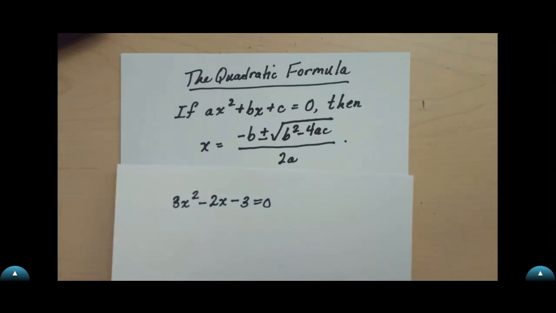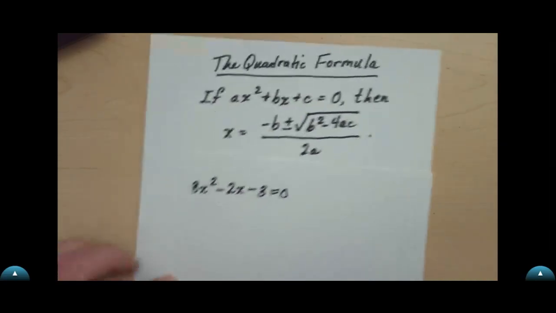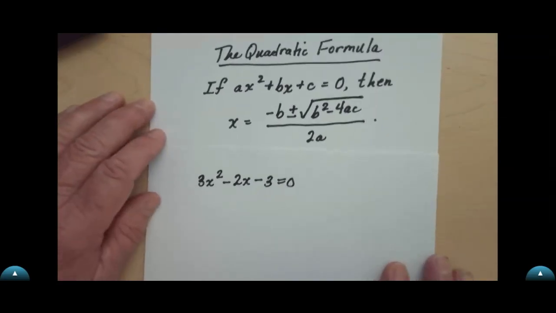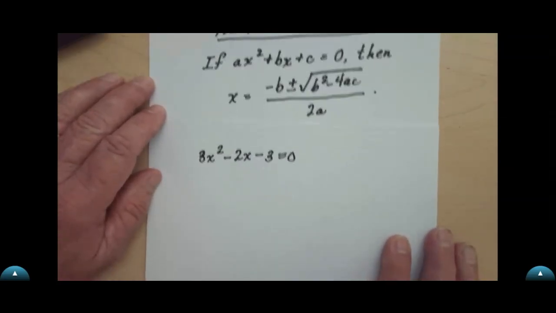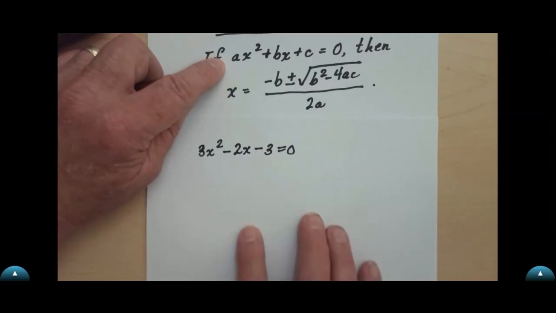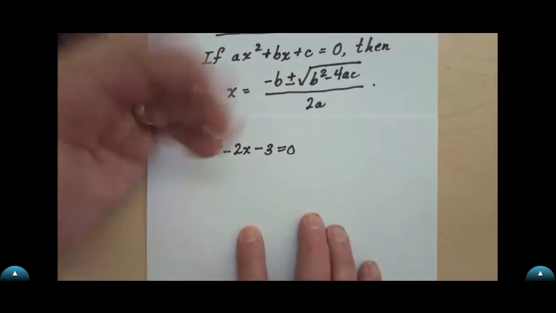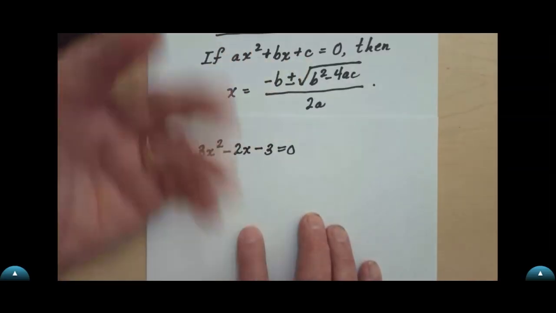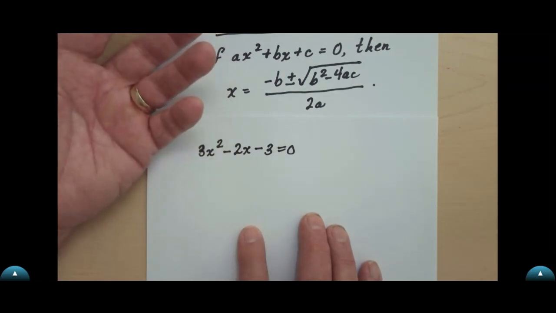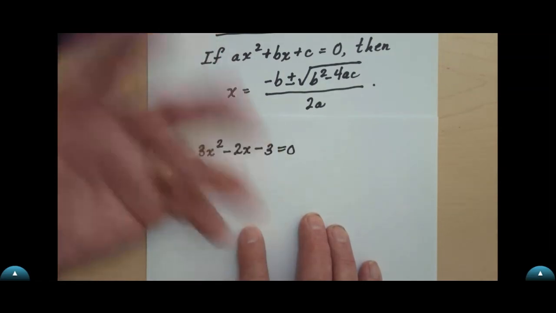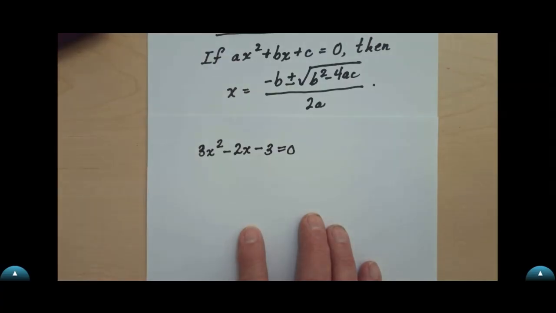So the reason we need this formula is because last week we looked at a bunch of these quadratic trinomial equations where this quadratic trinomial, you could factor it. And we know if you can factor it, you just figure out what makes each factor equal to 0, and that gives you the solution to the equation. But what if it can't be factored?